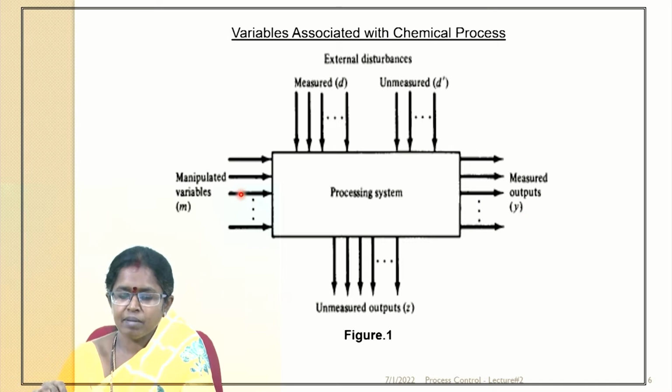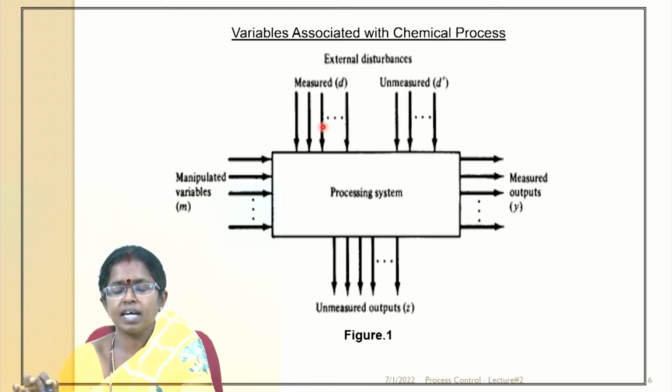In the input variables, again there are two different kinds of variables. One set of variables are called manipulated variables, and the other set of variables are called disturbance variables. Both are considered input variables. Then coming to the output, these are the output variables. Again, the output variables are classified into two categories. One set of variables are called measured outputs, and the other set of variables are called unmeasured outputs.